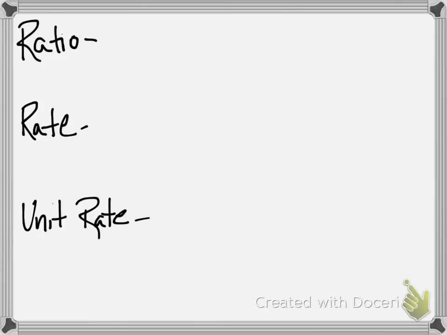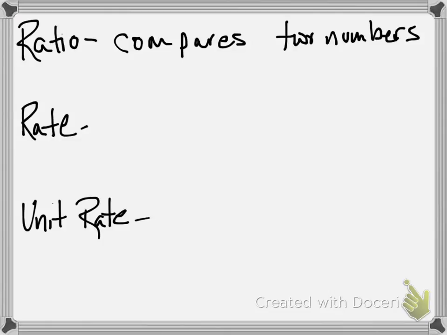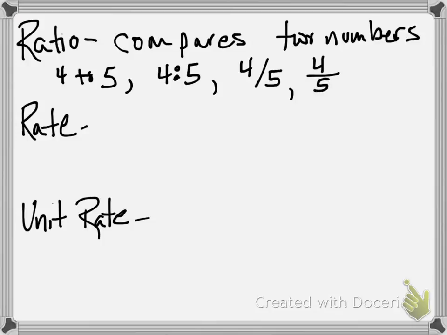Okay, first up we'll start quick with a couple of definitions. A ratio just compares two numbers. So that's easy, compares two numbers. And there's a few different ways to write a ratio. You could write it like this, 4 to 5. You could write it like this, 4:5. And you can also write them as a fraction, like 4 over 5. These are all acceptable ways to write a ratio.